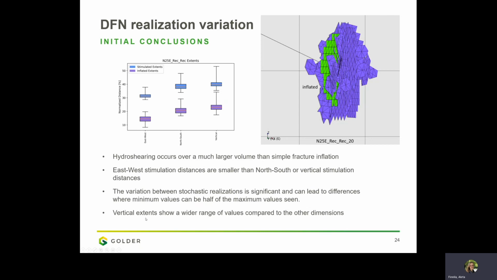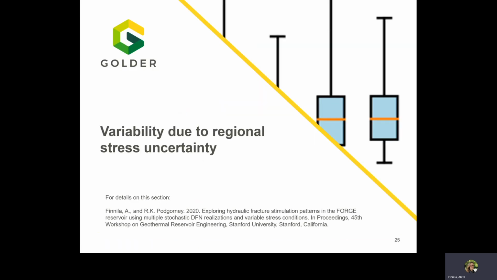And also that the vertical extents show a wider range of values compared to the other dimensions. So the whiskers for this vertical, both for the inflated fractures and all the stimulated fractures, the extent here is much larger. There's much more variability in that vertical extent than there is in the extent for east-west. So it's more of a concern if you're trying to answer the question of how far these are extending vertically. So it matters.